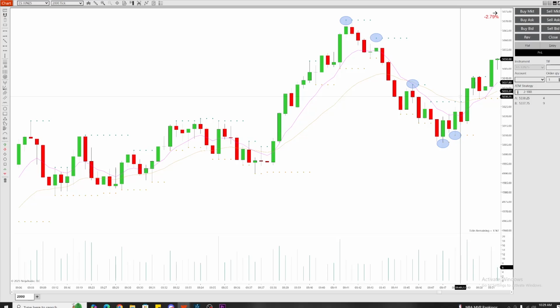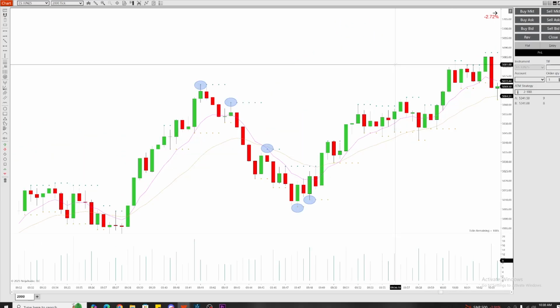So now that we got that out of the way, let's look for a second entry pullback, or a second leg pullback. Sorry, got that mixed up. Let me look for that real quick. All right, I found one.